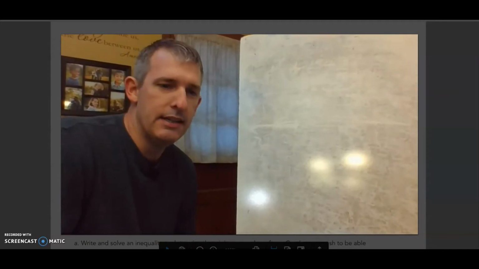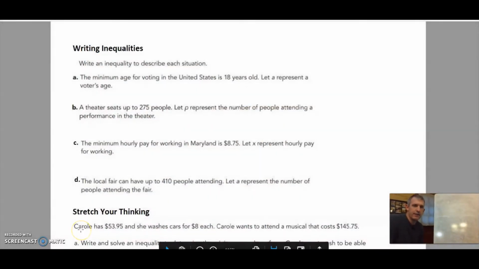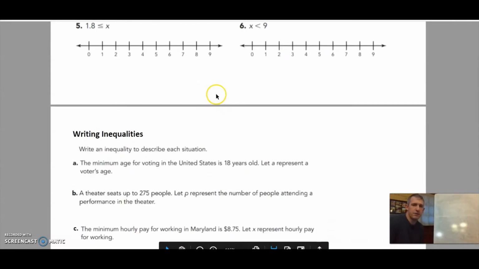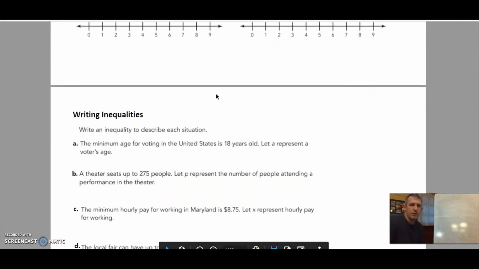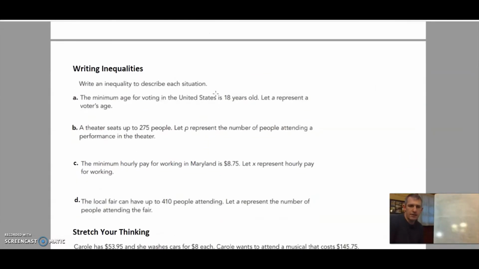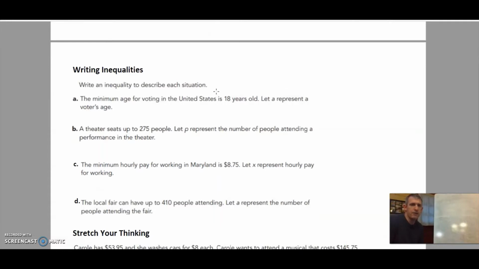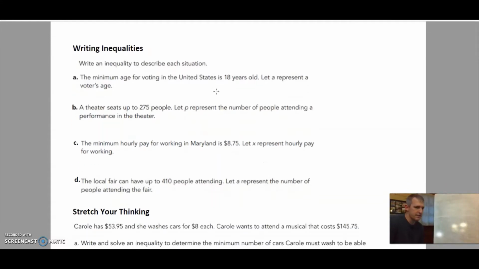I'm on this page right here, writing inequalities. Previous page we talked a little bit about graphing inequalities, so this kind of goes along with that. Writing inequalities can be a little bit tricky. You have to really think through the meaning of what's being said. So let's dive right into it.